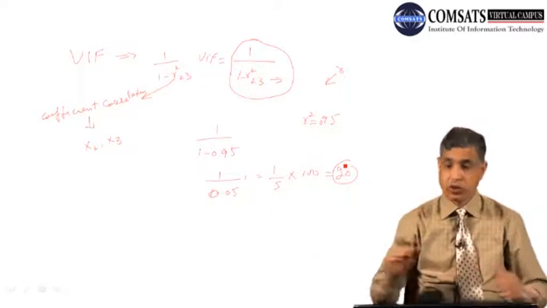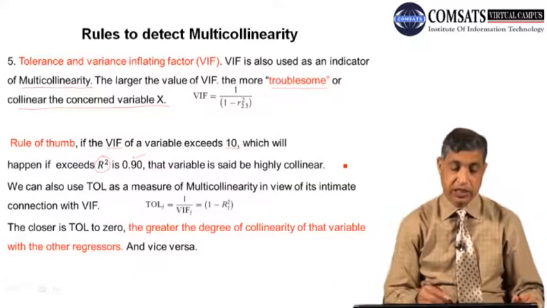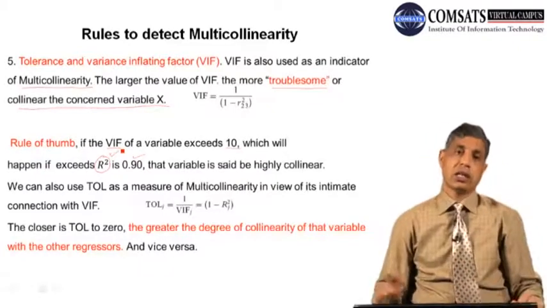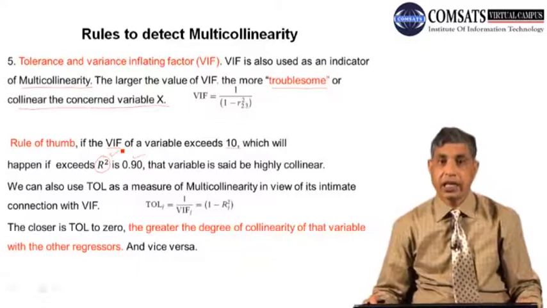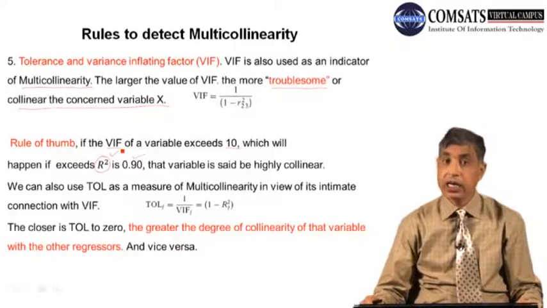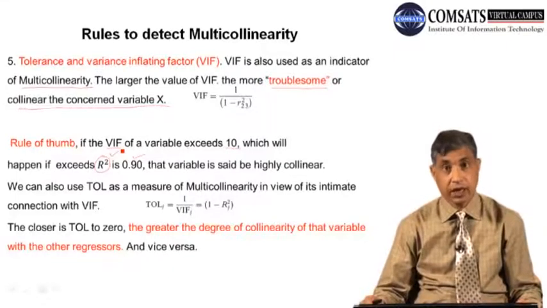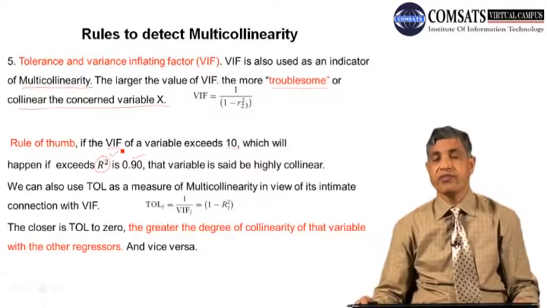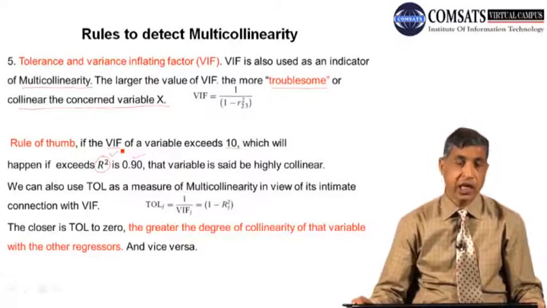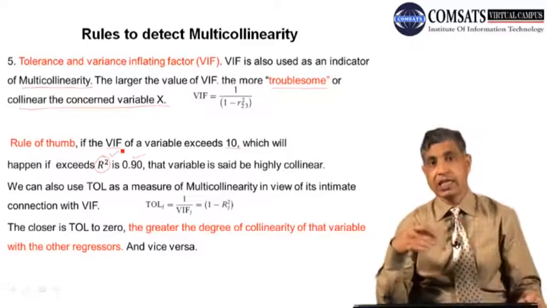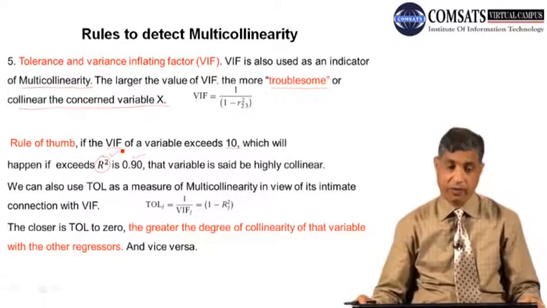So as the capital R square, the coefficient of determination, increases beyond 90%, then the VIF, that is the variance inflating factor, goes into the red zone. And what is the red zone? Red zone starts for VIF at 10. So as the value of the variance inflating factor goes beyond 10, then there is a troublesome problem of multicollinearity. I think you have got the idea.